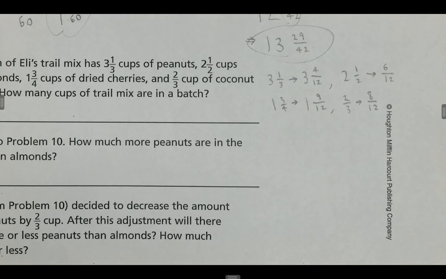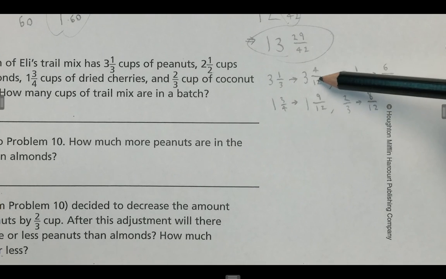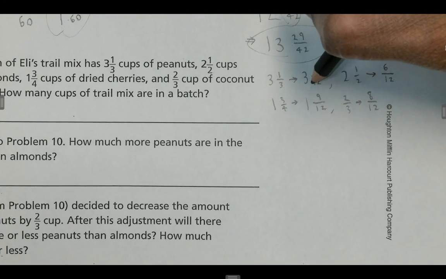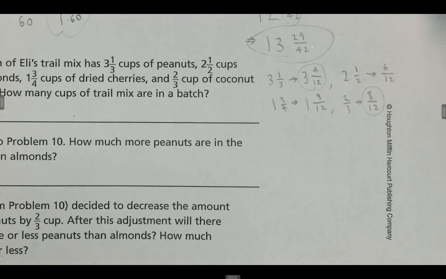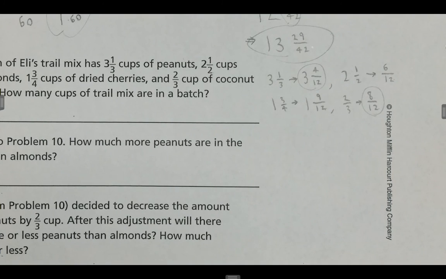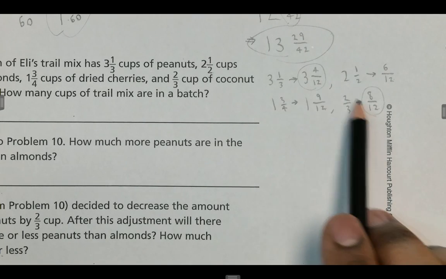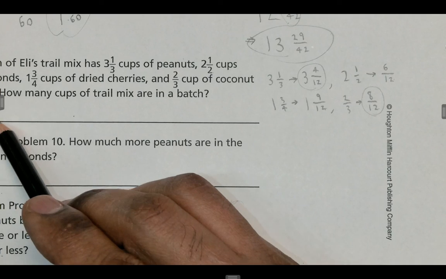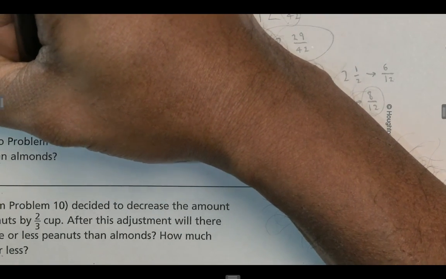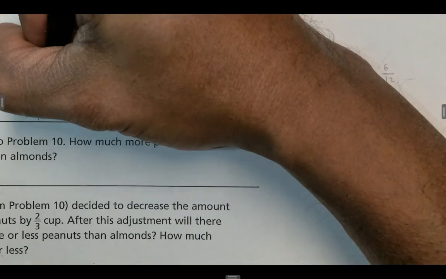And now we are in business because we have rewritten each of these measurements with a common denominator, and we can begin to add them. I'm noticing something right off the bat. 3 4/12 plus 8/12. If I combine these two, I'm going to get whole number 4. So I'm looking at whole number 4. That's what I got from adding these two. 3 12/12 is whole number 4. Plus 1 9/12 plus 6/12.